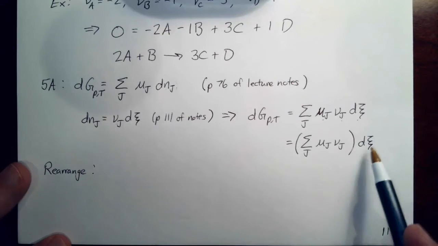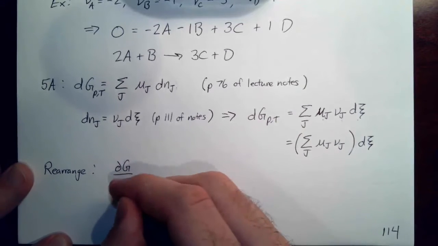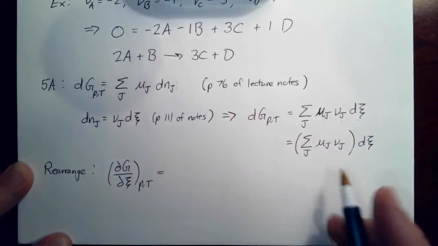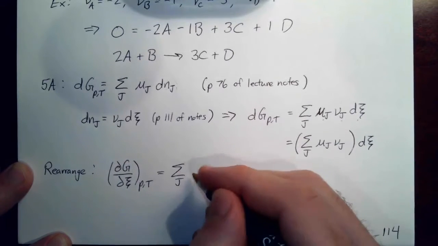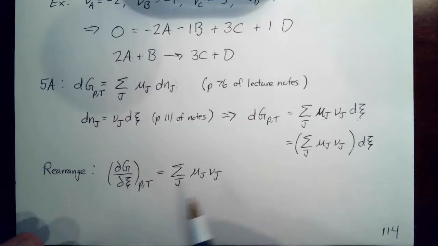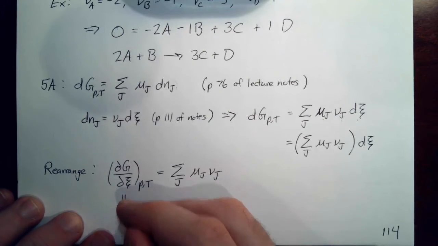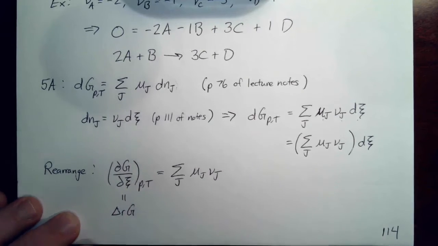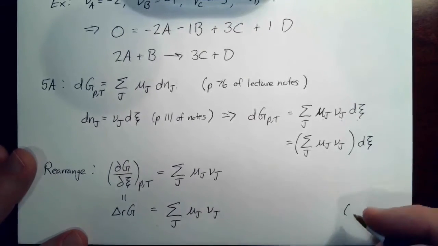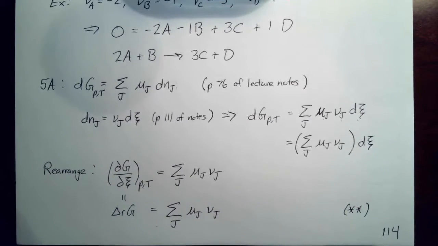And now I'm going to rearrange by bringing dξ over here. So I'll get the partial derivative of G with respect to ξ at constant pressure and temperature is equal to this sum I have in the parentheses here, the sum of μj νj. And this quantity we recognize as our definition of ΔrG. Okay, so I have this expression for ΔrG, this sum. I'm going to call this one star star because we're going to use it again in just a minute.